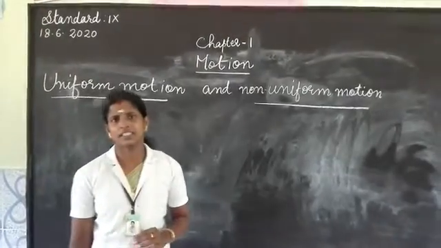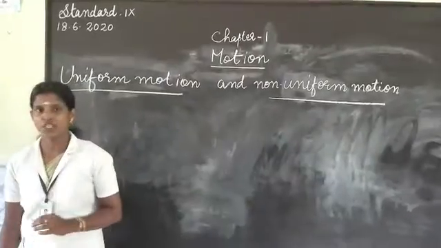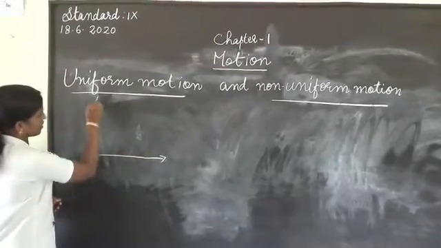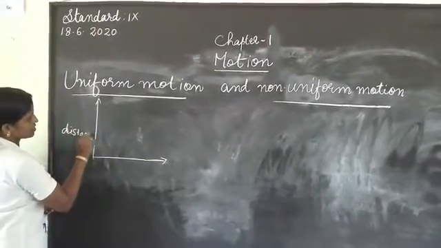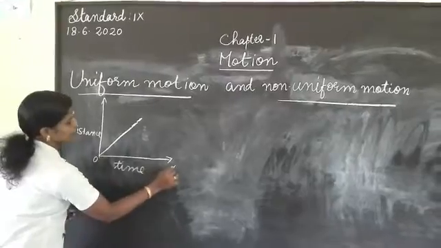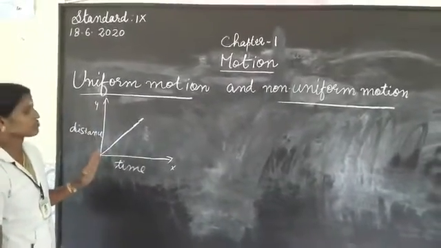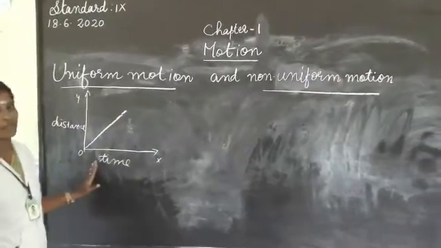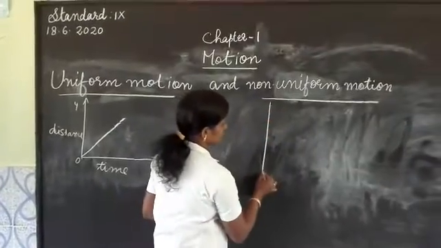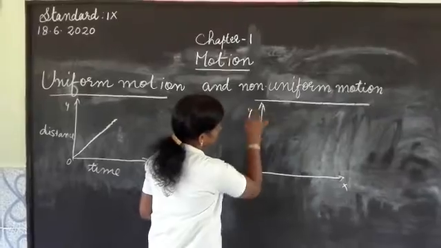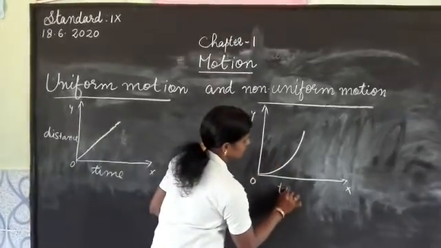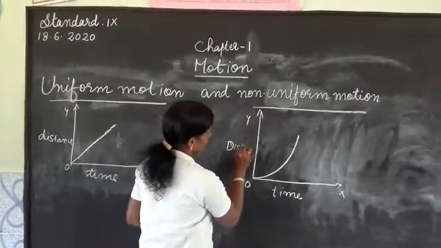We already studied the graphs for uniform motion and non-uniform motion. In the case of uniform motion, the distance time graph will be a straight line passing through the origin. But in the case of non-uniform motion, the distance time graph will be a curved line.